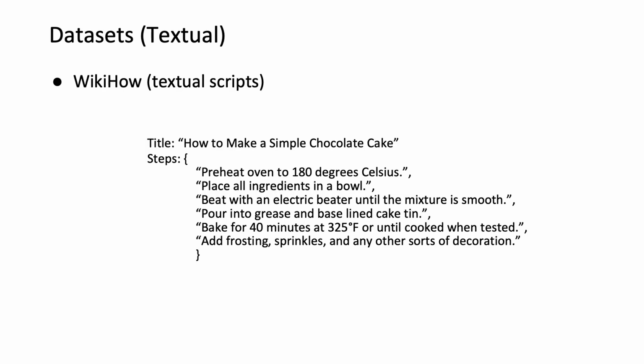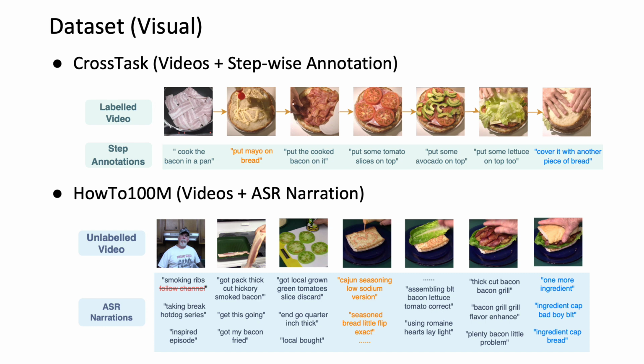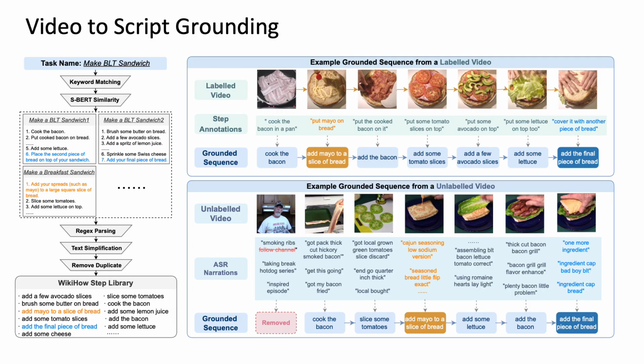To tackle the problem of non-sequential graph script induction, we make use of both WikiHow textual scripts and existing instructional video datasets including CrossTask and HowTo100M. Higher quality labeled videos are used for fine-tuning, while lower quality ASR narrated videos are used for pre-training. Both labeled and unlabeled videos are grounded to WikiHow textual steps through our robust and fault-tolerant grounding mechanism as detailed in our methods section.